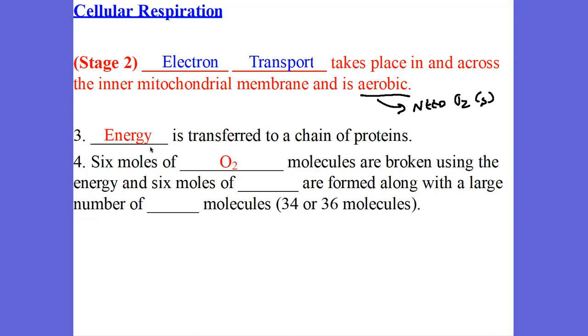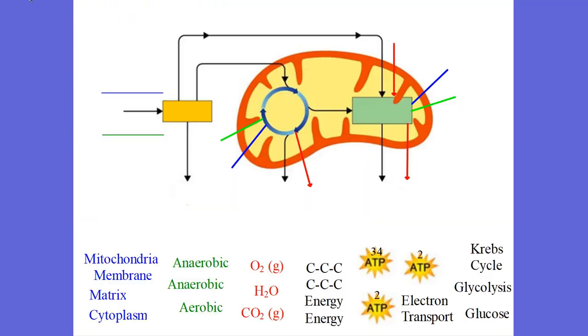6 moles of oxygen gas are coming in. Okay, that's why you're breathing in oxygen gas. That oxygen gas is being used in stage 2. And 6 moles of water are formed. So that's where we form water. And a large number of molecules of ATP, about 34 to 36 molecules of ATP, which means stage 2 is where we are getting all of our energy from. All of our energy.